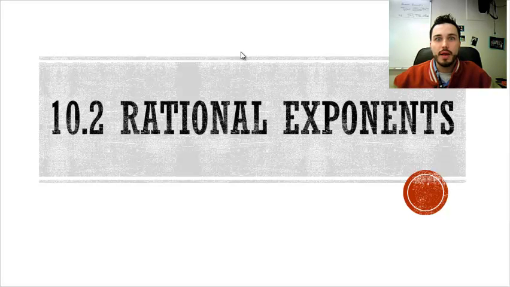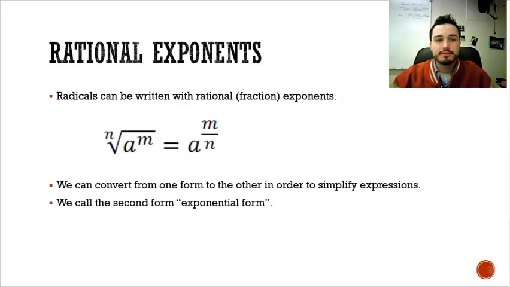Okay, let's do math. Rational exponents. First of all, understand what's being said there. Rational basically means fractions, and exponents, you know, those tiny little things written above your x or whatever else. So we're talking about exponents that are fractions. That's what the lesson is about.